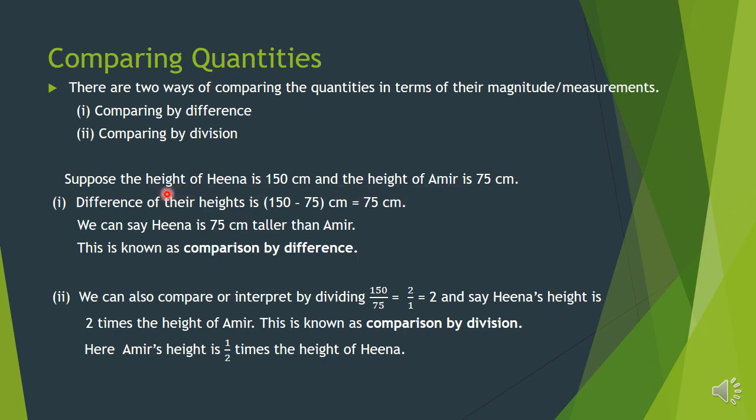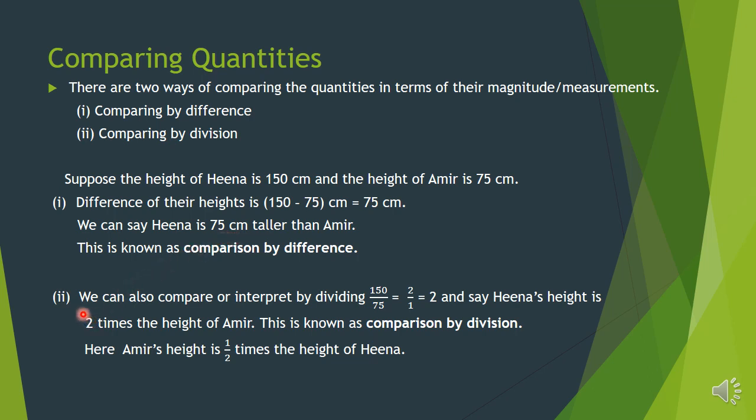So we are finding the difference of their heights. That is 150 centimeter minus 75 centimeter, and you are getting 75 centimeter after subtraction. So the difference is 75 centimeter, and here we have taken the greater number, that is of Hina, 150 centimeter. So we can say Hina is 75 centimeter taller than Amir. Okay, this is known as comparison by difference. Or we can say Amir is 75 centimeter smaller than Hina.